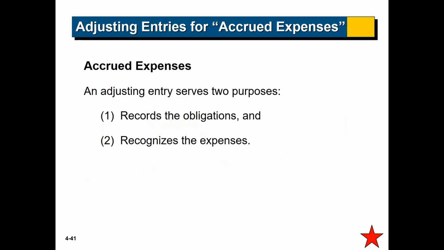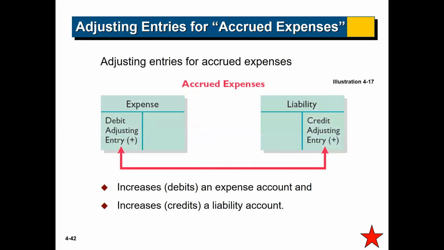And this is to show that we owe the money and to recognize the expense, because remember we want the expenses and the revenues to be linked together. So in order to do this adjusting entry, we're going to debit an expense account and credit a liability account. It could be rent, utilities, interest, and we're going to look at a couple of different types of examples. So debit an expense, credit a liability.